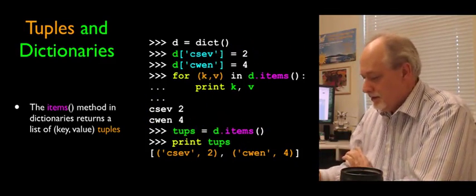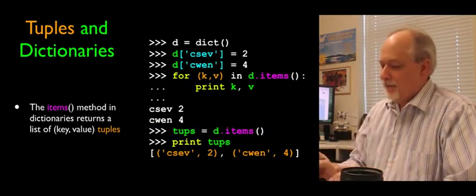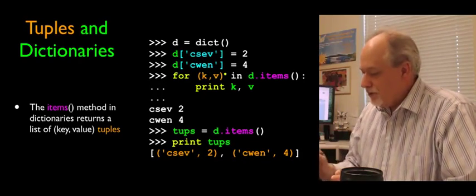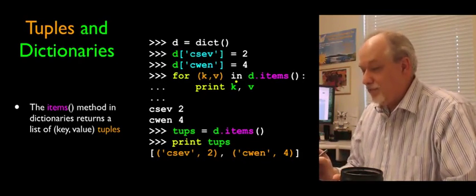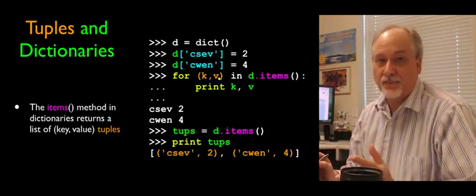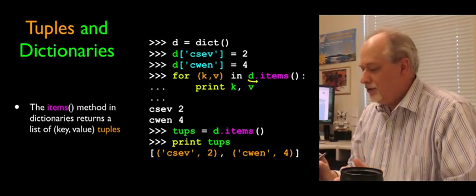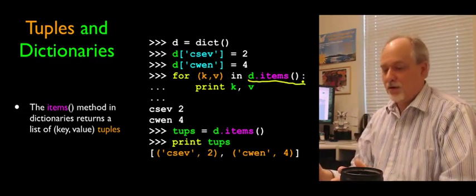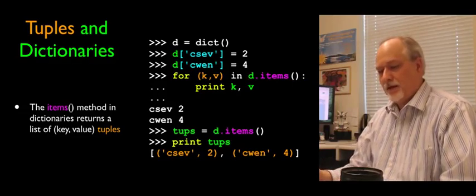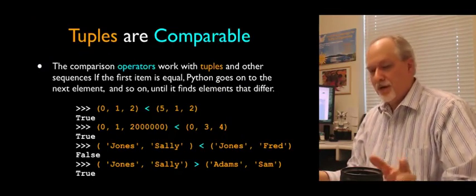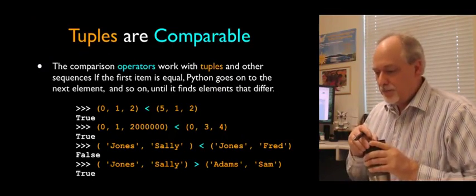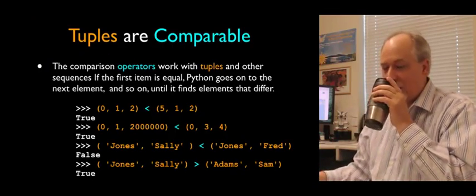Okay. We don't do this a lot. It's most heavily used for this situation where you're going through a dictionary and you want to see both the keys and the values, and then you use this method inside of dictionary called d.items. Another thing that's cool about tuples is that they're comparable. So less than, greater than, equals.